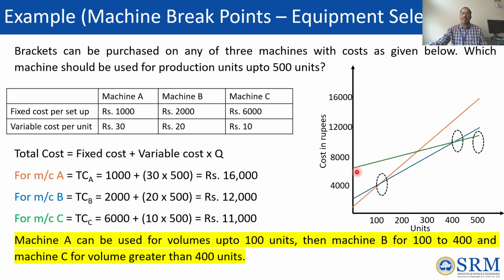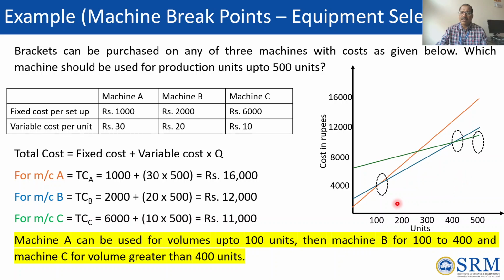So here is the graph, with cost in rupees against the total number of quantities being made. The total cost we can draw as a line. The first one is machine A, which goes up to 16,000. Machine B is the blue line. Here the initial investment is 2,000. The initial for machine A is 1,000, then 2,000 and 6,000. From this 1,000 starting point, machine A goes on to 16,000. Machine B starts at 2,000 and goes up to 12,000. Then machine C's start point is 6,000, but the total at the end is 11,000 only.